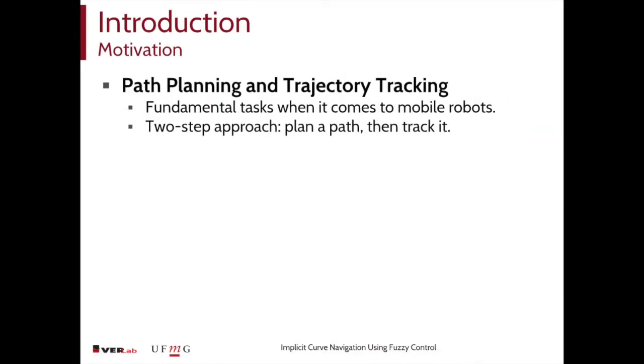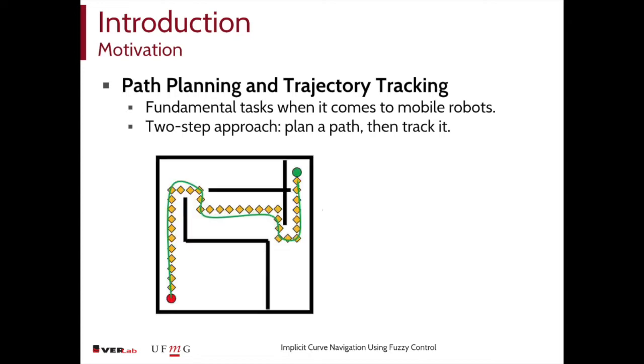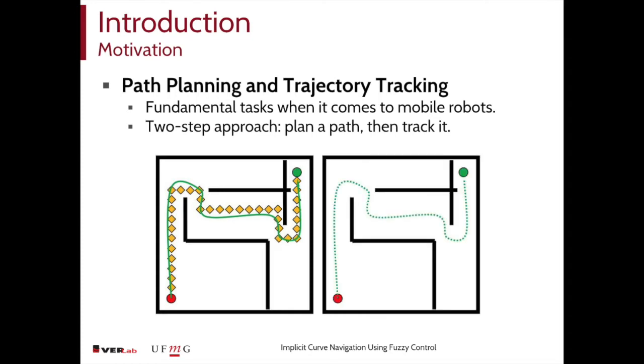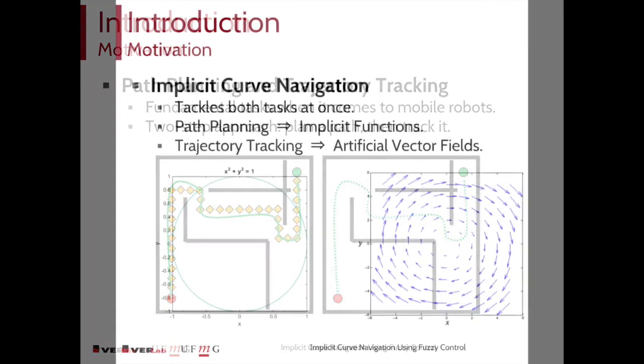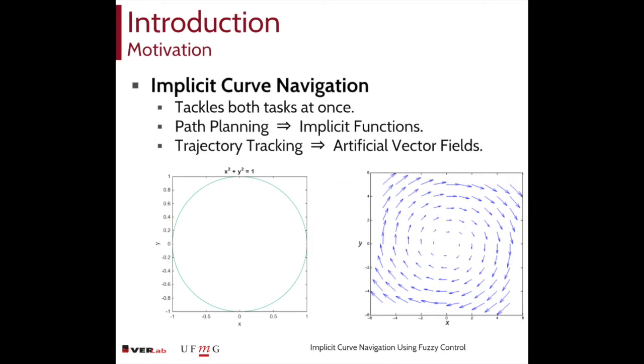Path planning and trajectory tracking are two of the fundamental tasks when it comes to mobile robots. Those tasks can be studied in a two-step approach. Step 1. Plan a path from a start position to a goal position. Step 2. Track the previously created path. Both tasks can be tackled at once by using implicit curve navigation techniques.